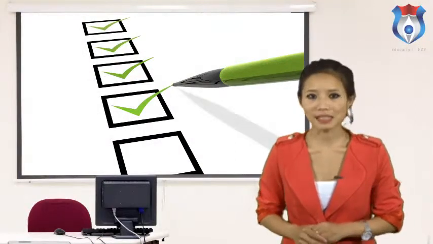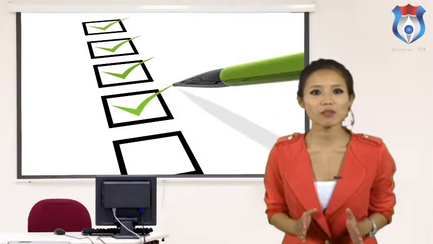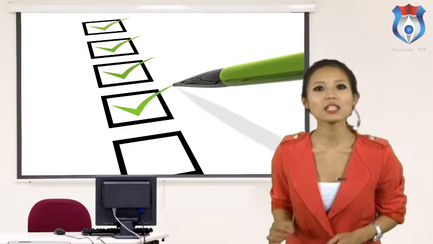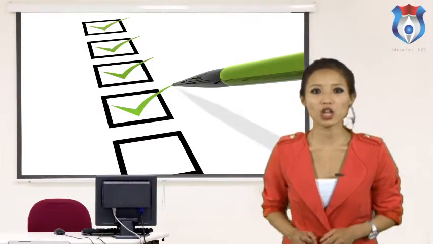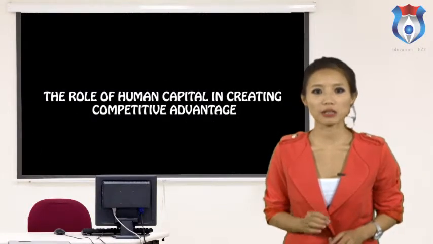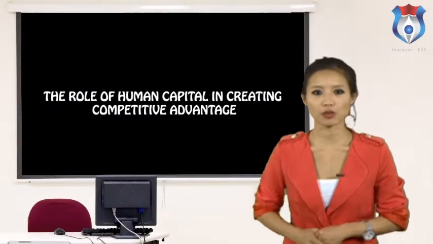Although it is sometimes difficult to define the term organization precisely, most people agree that an organization is characterized by these features: network of individuals, system, coordinated activities, division of labor, goal orientation, continuity over time regardless of change in individual membership. The role of human capital in creating competitive advantage.